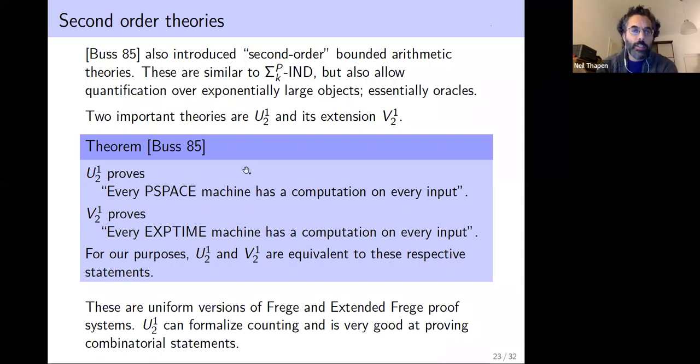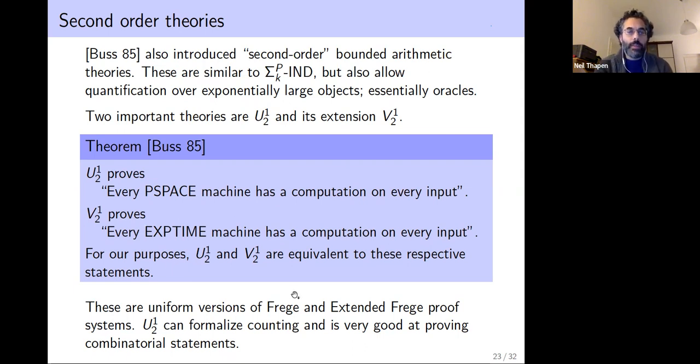And there are these connections between p-space and exp-time. So U^1_2 proves p-space machines have computations. V^1_2 proves exp-time machines have computations. And again, there's a kind of converse for most sentences, and certainly for the sentences we're interested in. So for us, the statement that p-space machines have computations proves this, well, proves the consequence of this, and the same for exp-time and this.